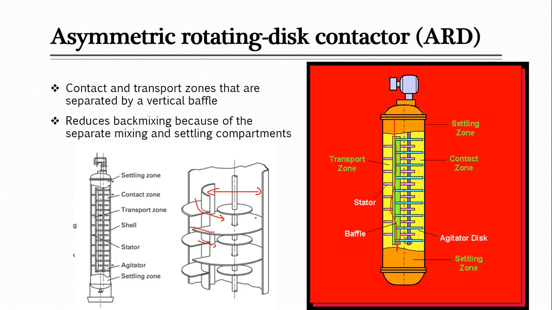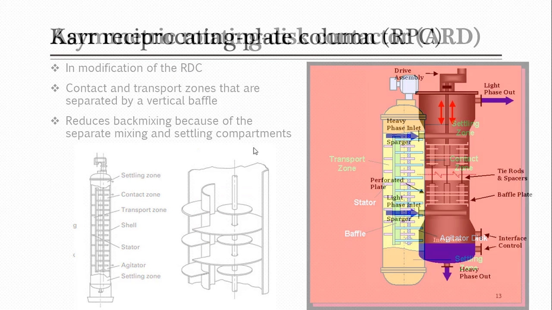In these rotating columns, they don't contain any mesh or packing or plates, so the problem was back mixing in such kinds of columns. With such a design, you can avoid back mixing. Here only mixing is taking place, and transport happens in separate areas, so back mixing can be avoided with the help of this assembly. This design was also used in industry. This was a modification of the RDC.